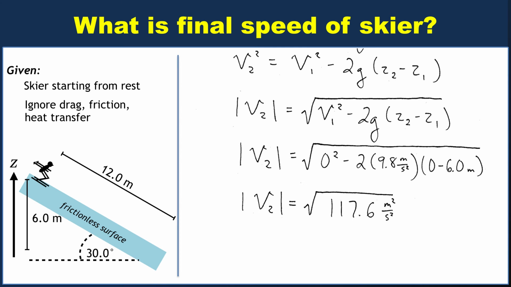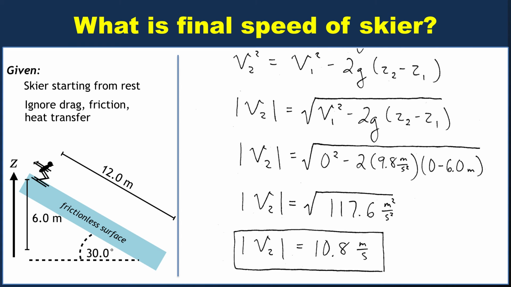Now we go through and figure out that the final speed of the skier at the bottom of the slope is 10.8 meters per second. You could just as easily have gotten that answer by applying the equations of motion for constant acceleration that you learned in an introductory physics class, probably in the first few weeks. The great thing about conservation of energy, though, is that it also lets us solve problems that you would not easily be able to do using the equations of motion or even forces.